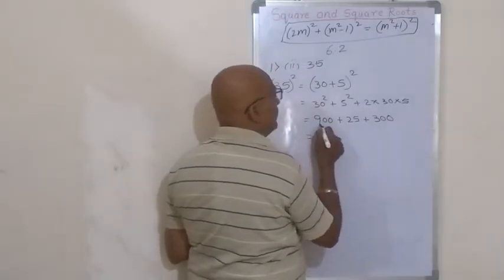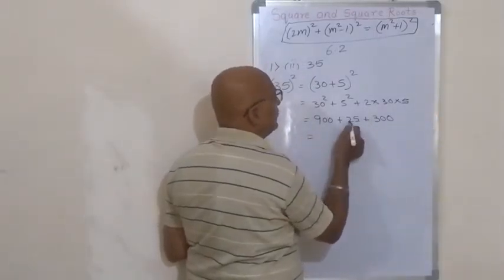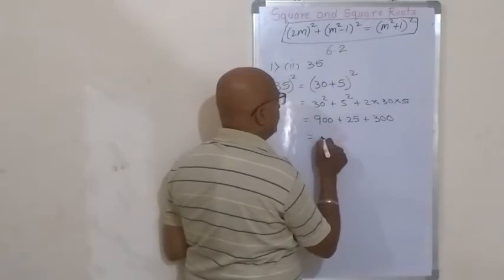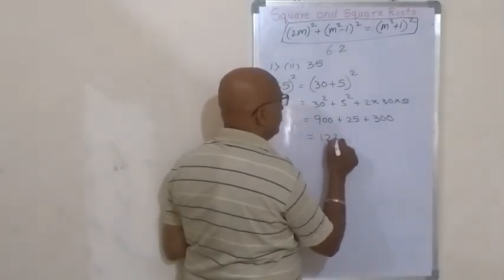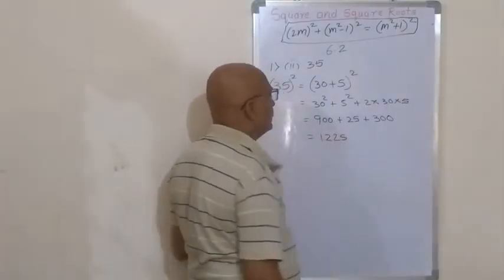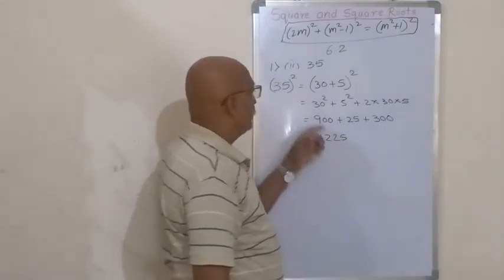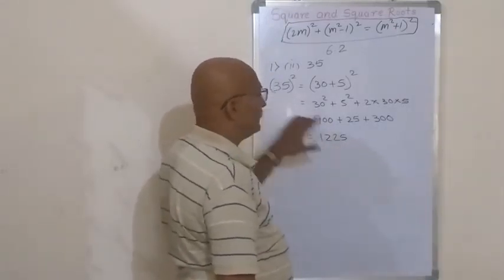Equal 30 square is 900 plus 5 square is 25 plus 5 2s are 10, 10 into 30 is 300. So we get 9 plus 3, 12 and here 25. So 1225 is the total. So this is nothing but the square of 35.